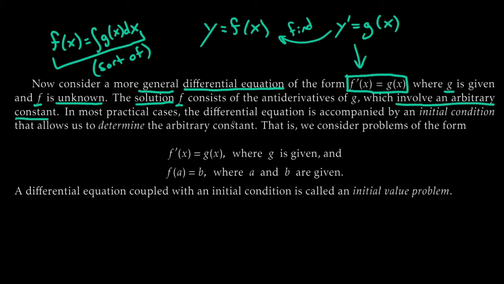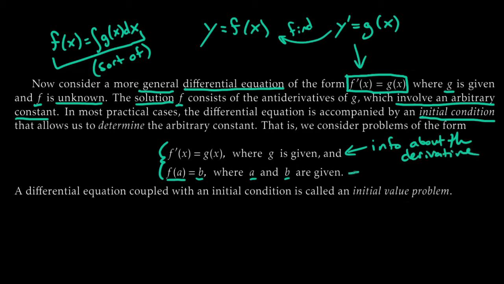In practical cases, a differential equation is very frequently accompanied by what's called an initial condition. This will allow us to determine which constant we should choose. That is, we have two pieces of data. We have f prime of x is g of x, where g is given, and then we have f of a is equal to b, where a and b are given. So we have info about the derivative, and info about the function.